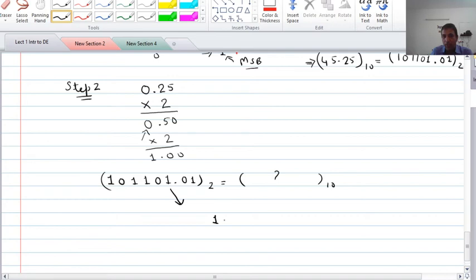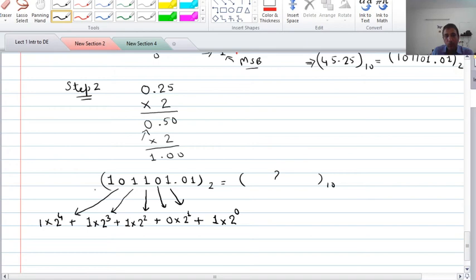This is 1 multiply 2 raised to power 0, plus 0 multiply 2 raised to power 1 for this one, plus 1 multiply 2 raised to power 2, 1 multiply 2 raised to power 3, 1 multiply 2 raised to power 4, and for this one 1 multiply 2 raised to power 5, and for this side, this is 0 multiply 2 raised to power minus 1, plus 1 multiply 2 raised to power minus 2. Okay, so we can write it like this.